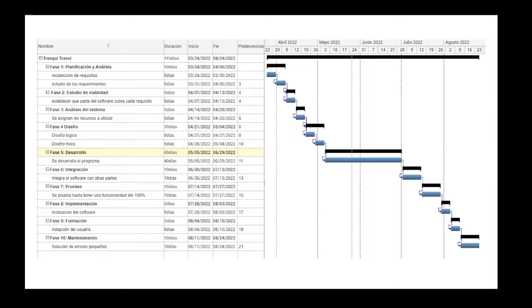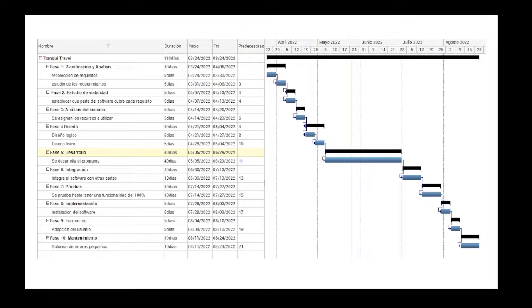The fifth is the development, with a duration of 14 days, beginning on May 5 and ending June 29. The sixth is integration, with a duration of 10 days, beginning June 30 and ending July 3rd. The seventh is testing, with a duration of 10 days, beginning July 14 and ending July 27th.